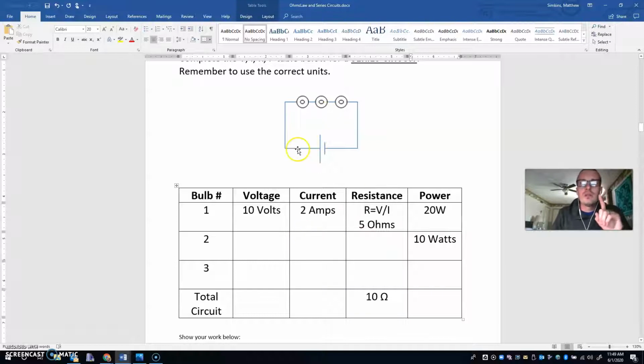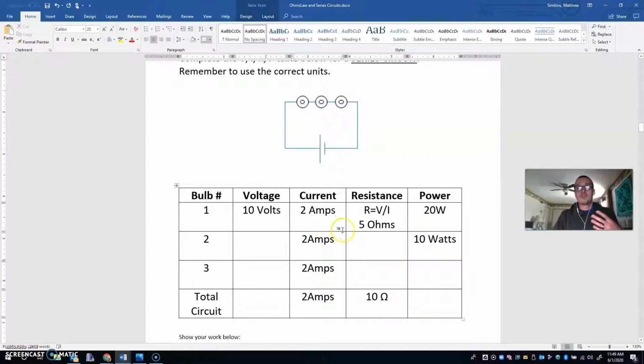In series, there's only one path, and so something is the same everywhere. Do you remember what's the same everywhere in series? Current is the same everywhere in series because the rate of flow of the charge has to be the same everywhere since there's only one path. There's only one street, only one road. Everybody's got to go the same speed. All the electrons have to be moving at the same rate of 2 amperes. All right, so 2 amps for all of them.